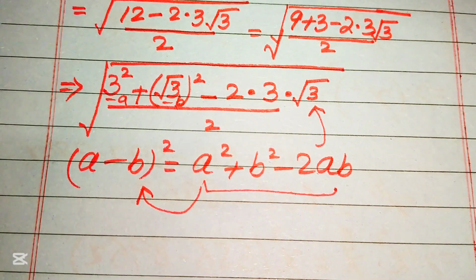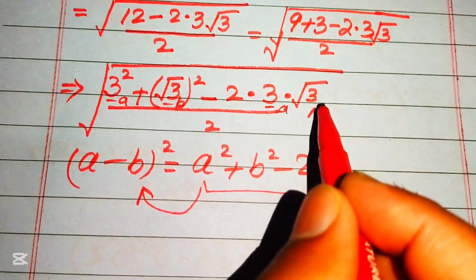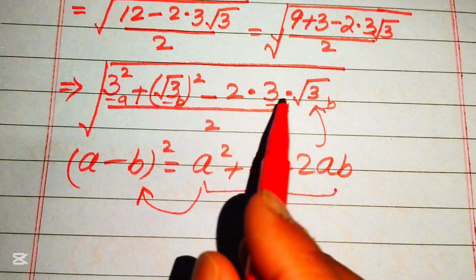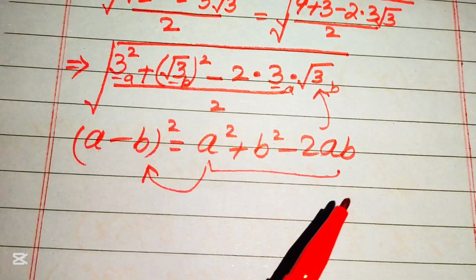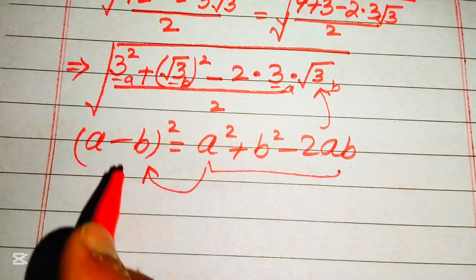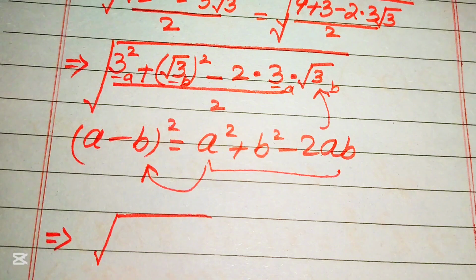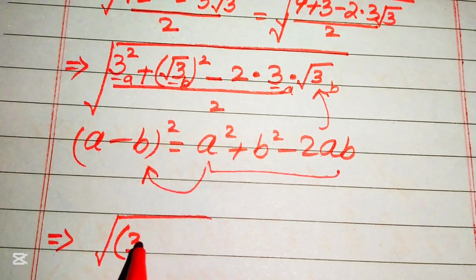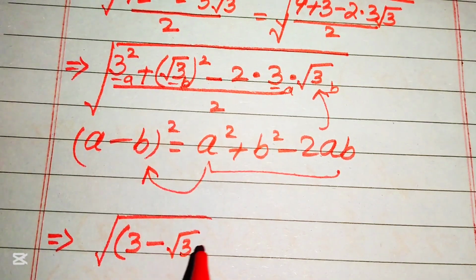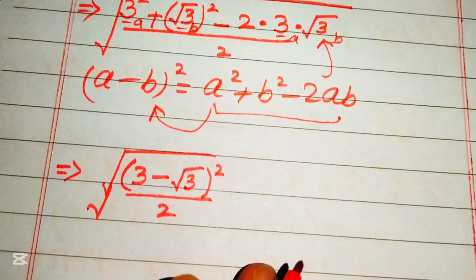So this method is known as the completing square method. You see here, if you have a squared plus b squared minus 2 times a times b, then when you complete the square of this term, it will be written as (a minus b) whole squared. So our a is written as 3, minus b is square root of 3, and its whole square, and it is divided by 2.